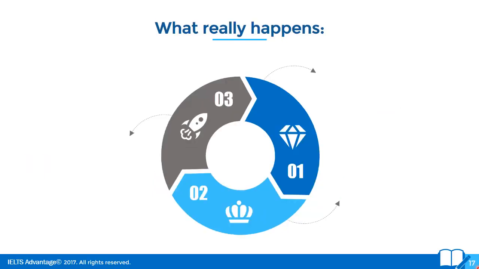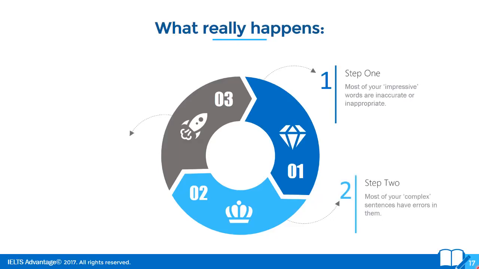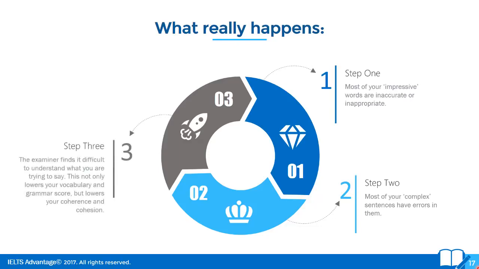What really happens? So most of your impressive words are inaccurate or inappropriate. Most of your complex sentences have errors in them. Some of them have small errors. A lot of them have really, really serious errors that stop the reader understanding what the sentence means. That's very, very bad if you do that. The examiner finds it difficult to understand what you're trying to say. This not only lowers your vocabulary and grammar score, but lowers your coherence and cohesion.